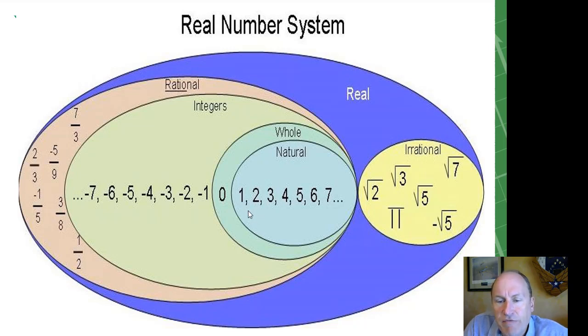We can count them on our fingers, 1, 2, 3, 4, 5, and so on. The whole number set is slightly greater. It includes the number 0. The natural or counting numbers do not. Integers include all of those, plus the negative numbers that do not have a fractional denominator. And in total, all of these subsets make up the real number system.